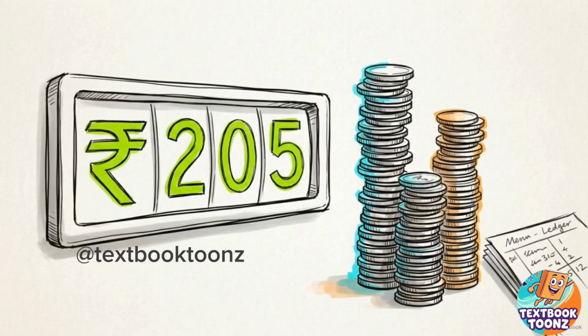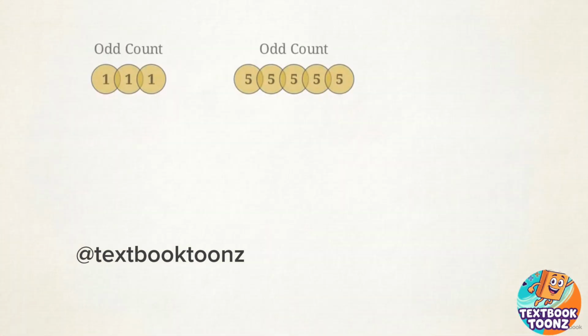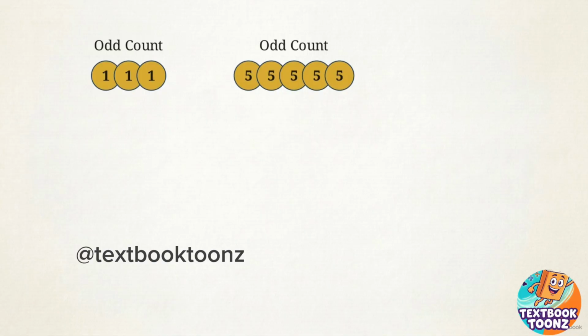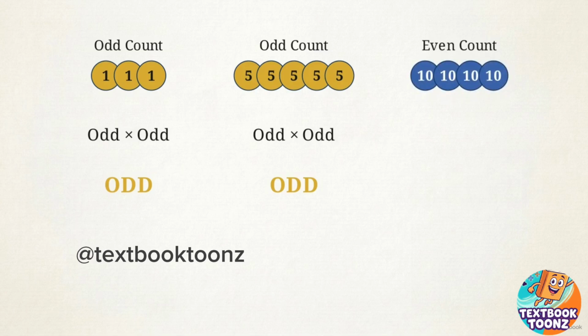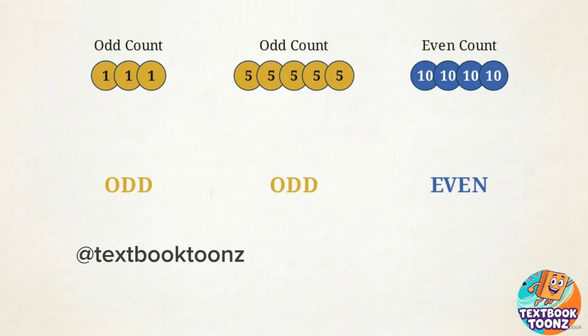Lakpa has 3 piles of coins and calculates a total of 205 rupees. Let's see if that's actually possible. Lakpa has an odd count of 1 rupee coins and an odd count of 5 rupee coins. Since an odd count times an odd value is always odd, both of these piles have an odd total value. The third pile has an even count of 10 rupee coins. Because at least one of those numbers is even, the value of this pile must be even.